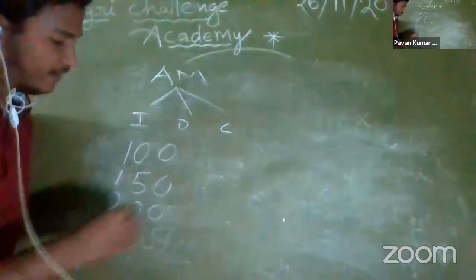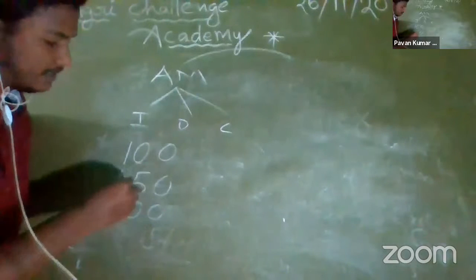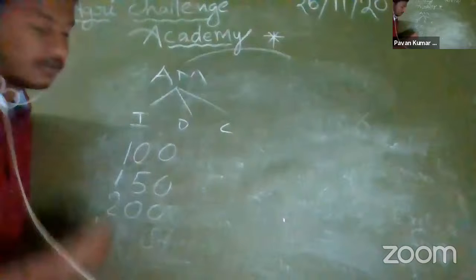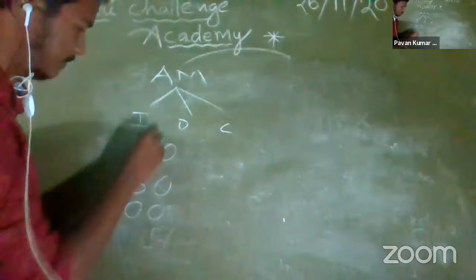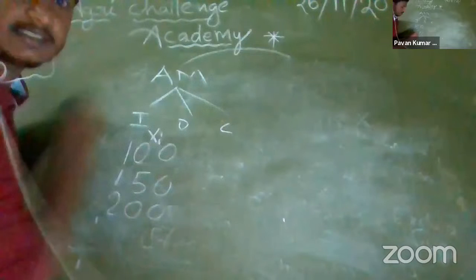That's why we will do some modification. Suppose these are the xi values. Now xi minus some value we are subtracting. This is called deviation. Okay.